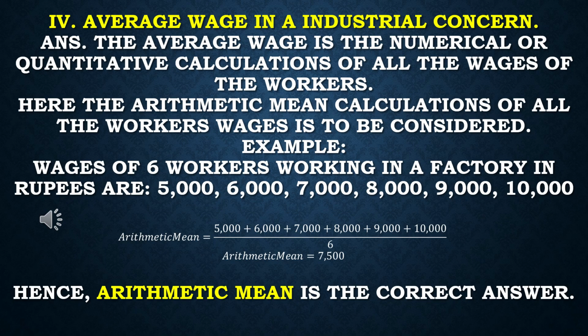Again we calculate the arithmetic mean by adding up all the values, which is 5,000 plus 6,000 plus 7,000 plus 8,000 plus 9,000 plus 10,000, and divide by the number of observations. So the arithmetic mean comes out to be 7,500. So here arithmetic mean is the correct answer to calculate the average wage in an industrial concern.